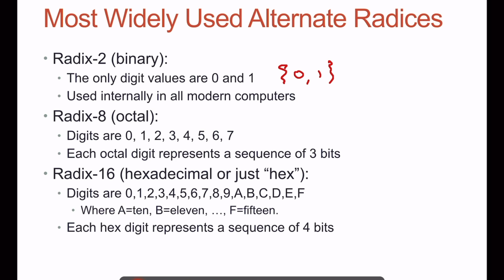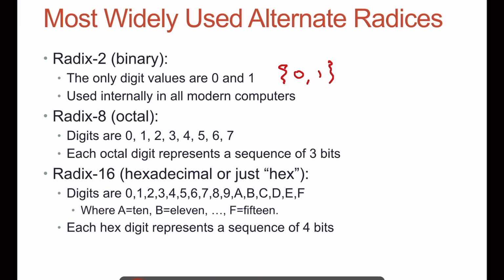Octal came about as an easy way to visualize binary, and we'll talk about that later. In octal, the digit set goes from 0 to r minus 1. Since r is 8, we go 0, 1, 2, 3, 4, 5, 6, 7. Each of these octal digits will represent exactly 3 bits.